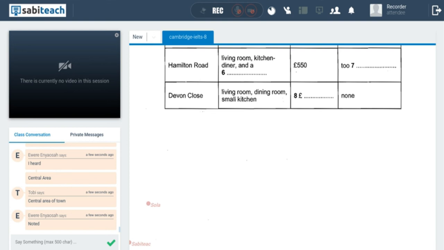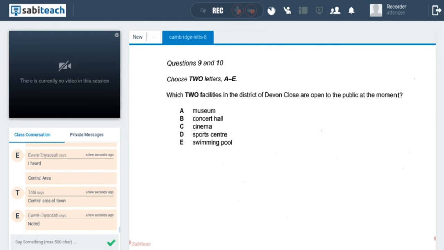Before you hear the rest of the conversation, you have some time to look at questions 9 and 10. Now listen and answer questions 9 and 10.